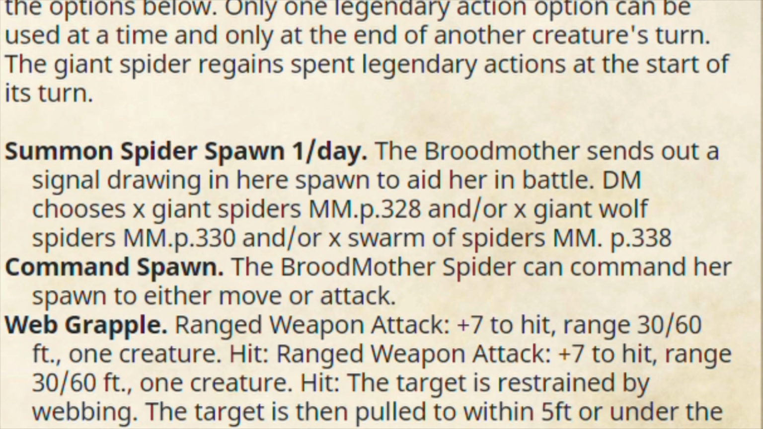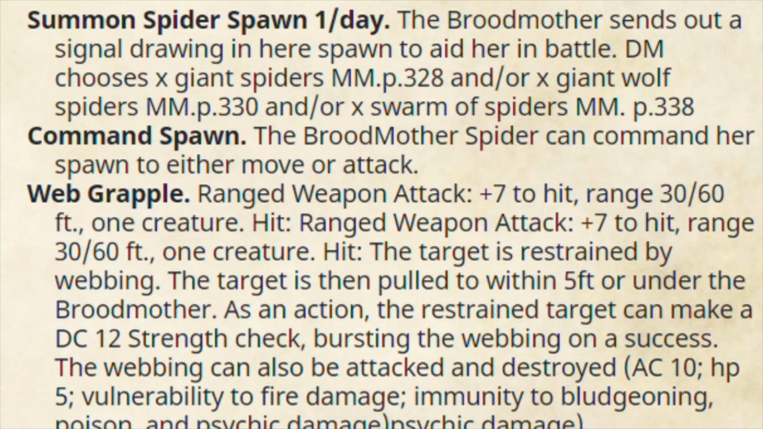This is something you'd want to scale to your party level and also read how the battle's going and then choose how many spiders you need. I'd recommend not summoning them until maybe 1 or 2 rounds in to surprise the players. And related to that action, we have the Command Spawn legendary action.